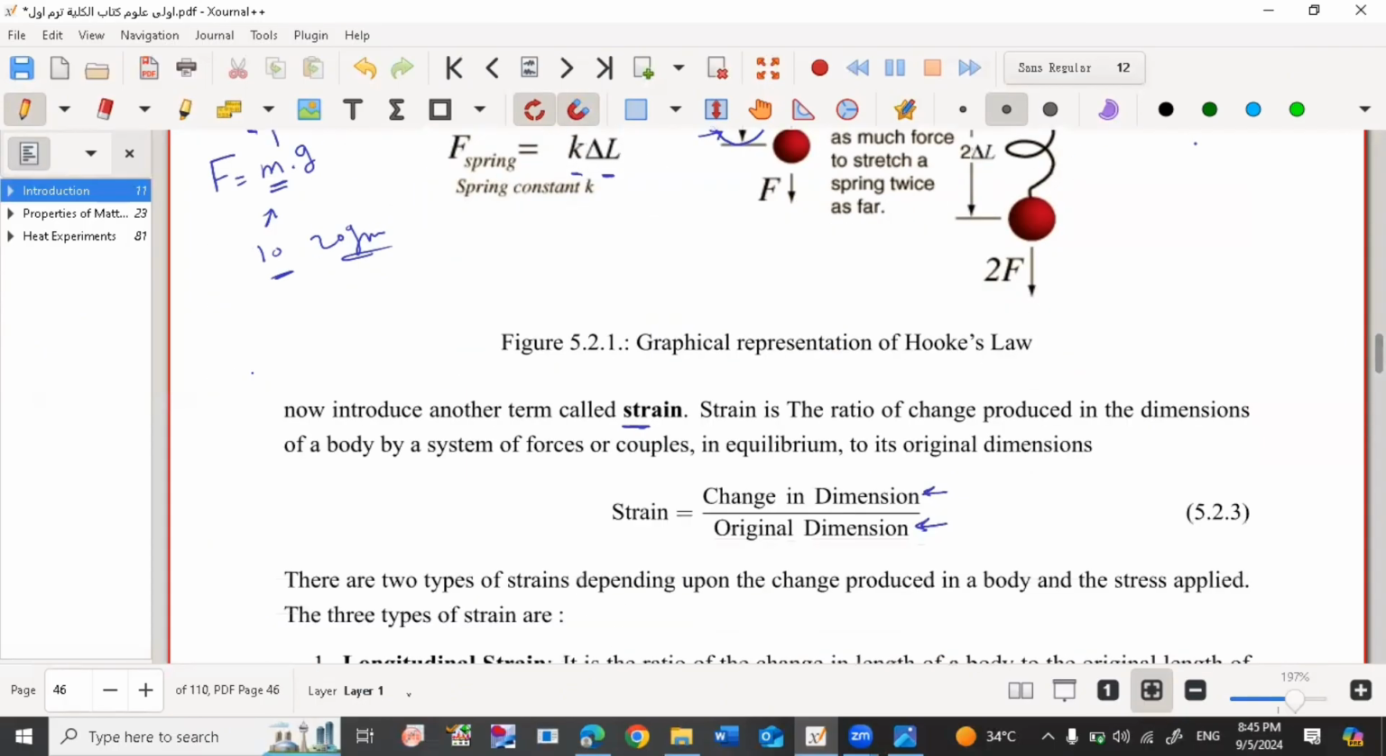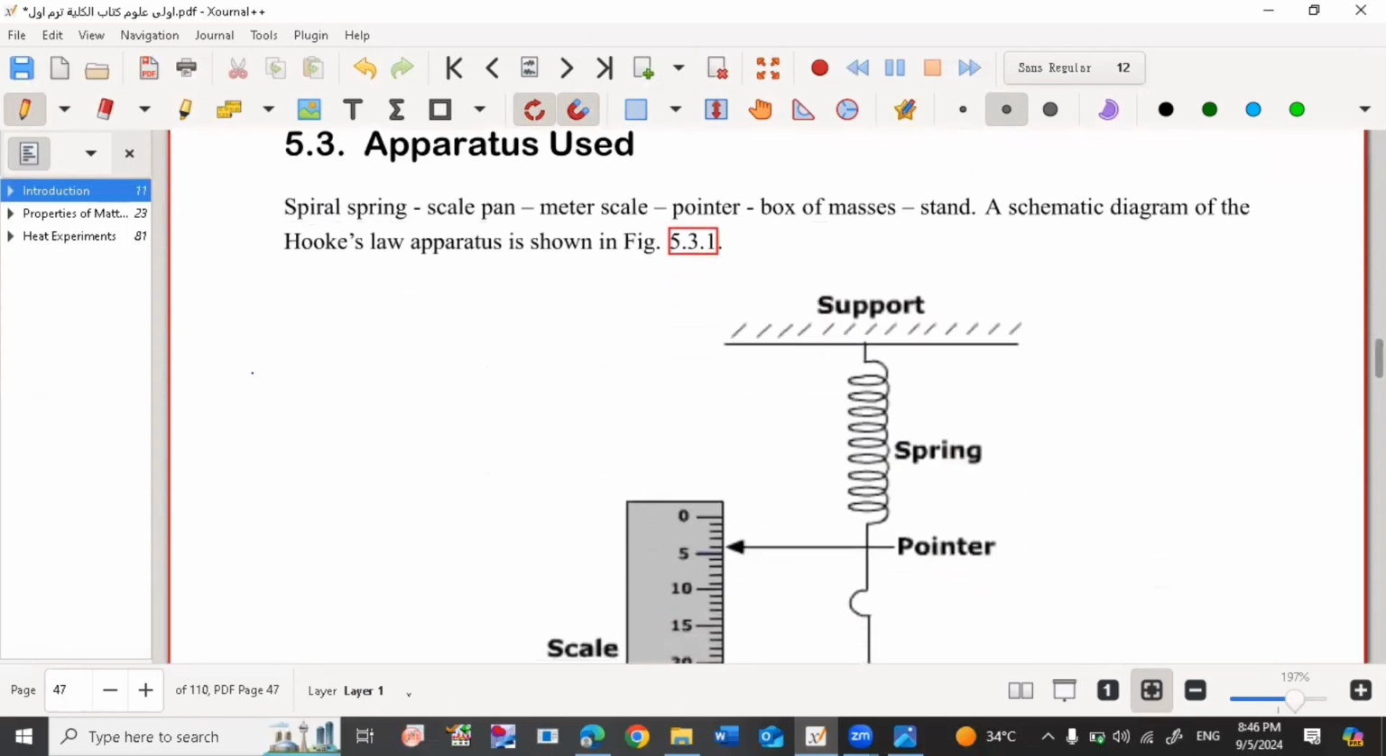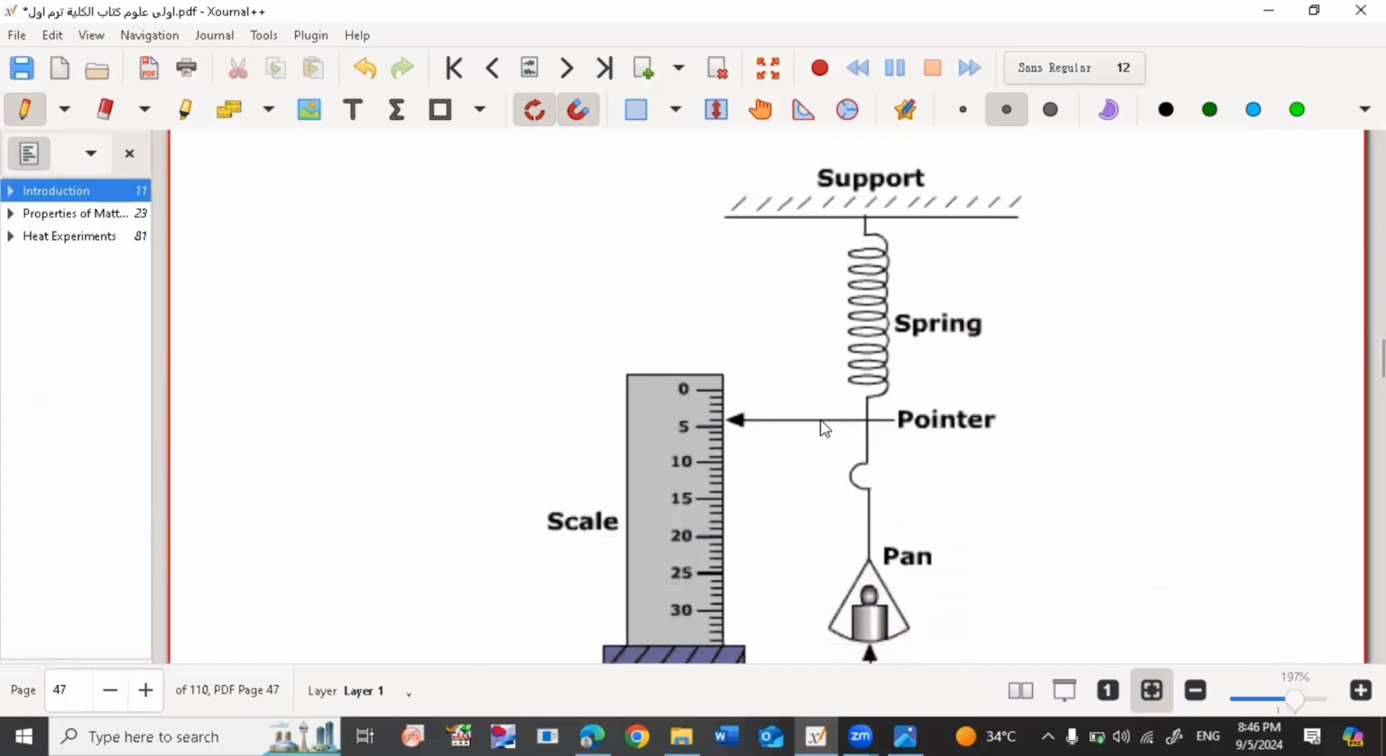So let's go to the experimental work. And this is the setup of our experiment. This is our spring, and there is a pointer here to measure the change in the length.